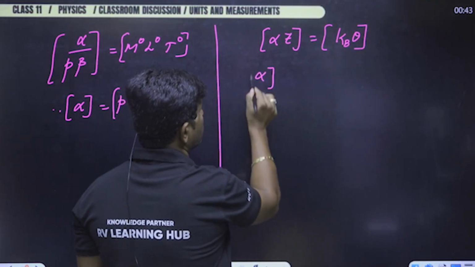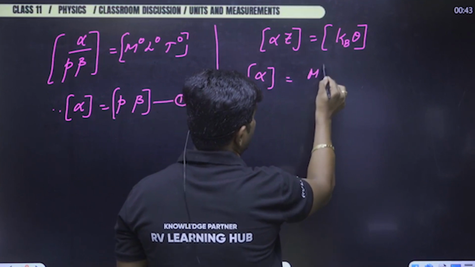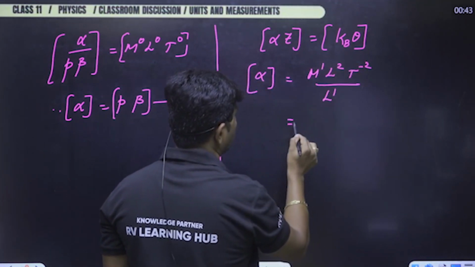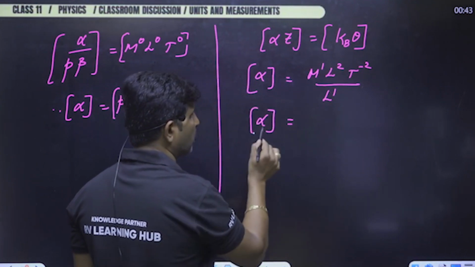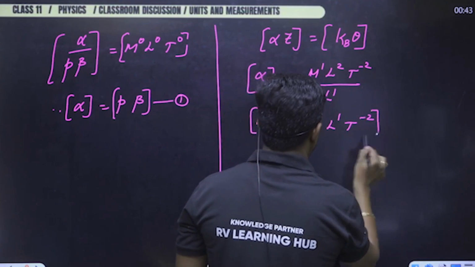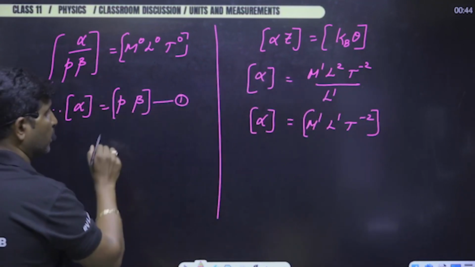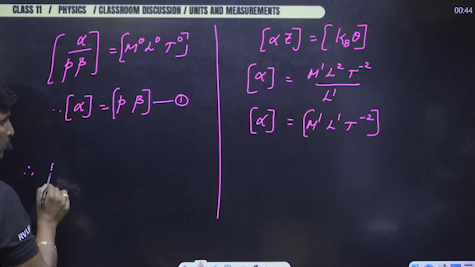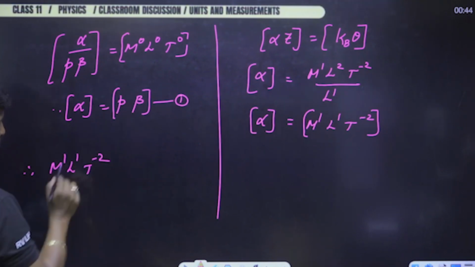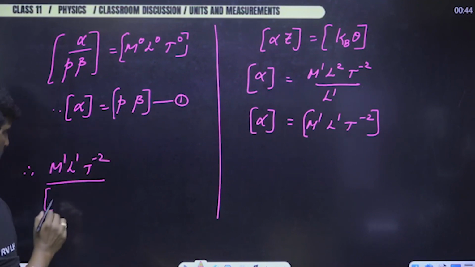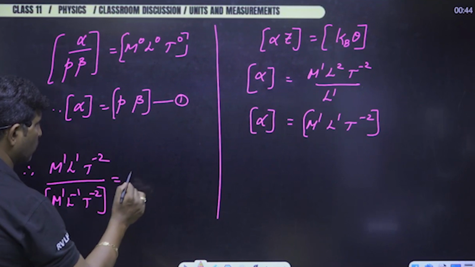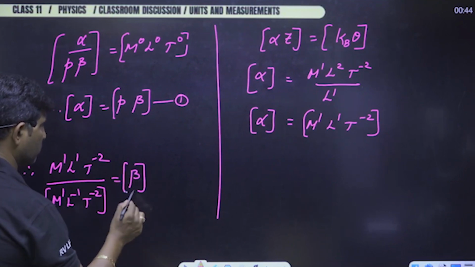Therefore, what is the dimension of alpha you will get here? We can say M power 1 L power 2 T power minus 2 divided by L to the power of 1. So the dimensions of alpha become equal to M power 1 L power 1 T power minus 2. Is it right? Now substitute in equation 1. I will get the pressure in the denominator: M power 1 L power 1 T power minus 2 divided by M power 1 L power minus 1 T power minus 2 must become equal to the dimensions of beta.